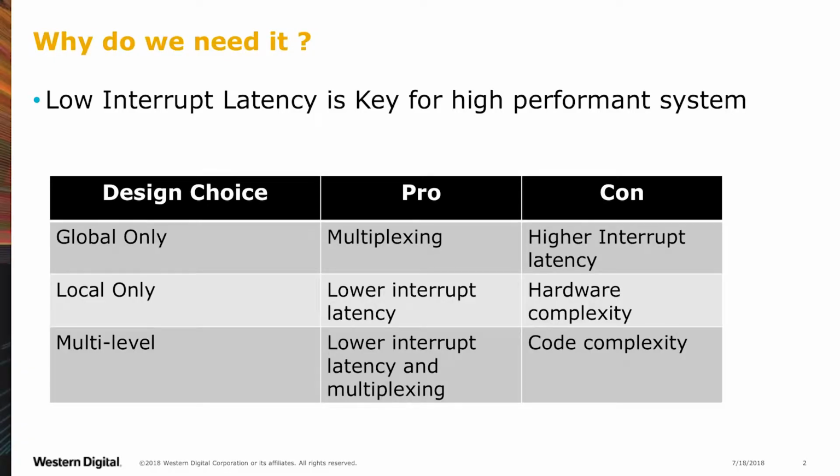On the other end of the spectrum, you can have local-only, where you get the minimum latency because all interrupts are directly connected to the CPU, but you have a huge hardware complexity which is not feasible. So the best design choice is always multi-level. You cascade: the interrupts that can tolerate some interrupt latency, you hide behind an interrupt controller, which multiplexes all of them and sends one signal, and the high priority interrupts get direct access to the CPU with the minimum latency. That's the obvious design choice RISC-V adopted.